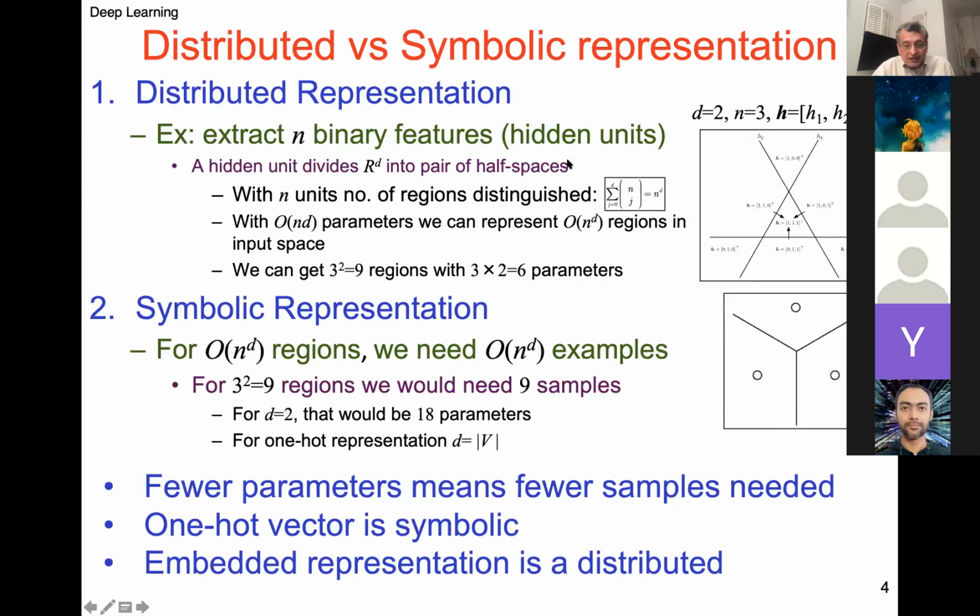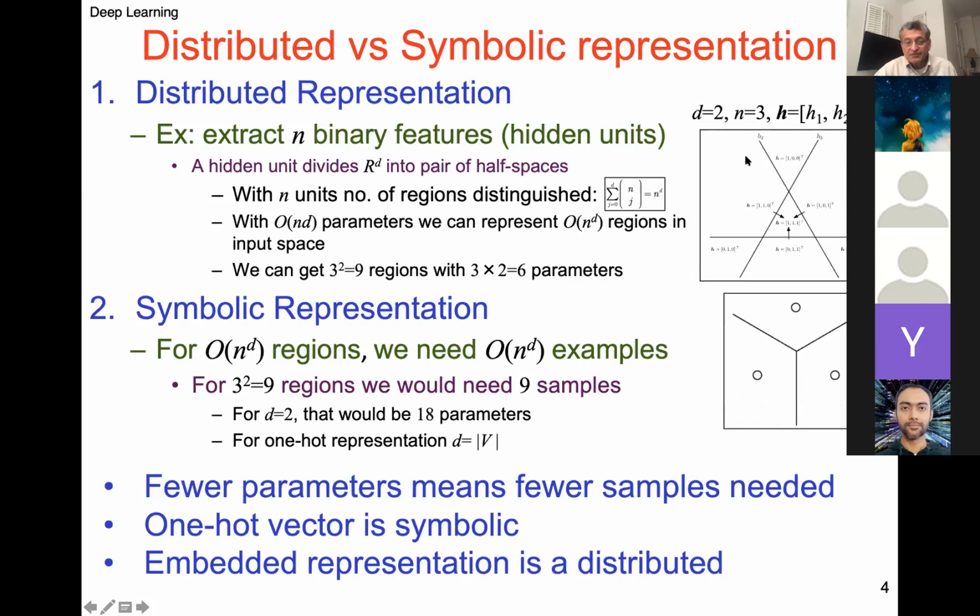In the symbolic representation, if you wanted n to the power of d regions, we'd need order n to the power of d examples. So if you want 3 regions, we have 3 samples which are dividing the space. This is if we directly went into a standard representation. For 3 squared equal to 9 regions, we need 9 samples. You're saying if I wanted this many regions, you'd have to give me 9 samples.